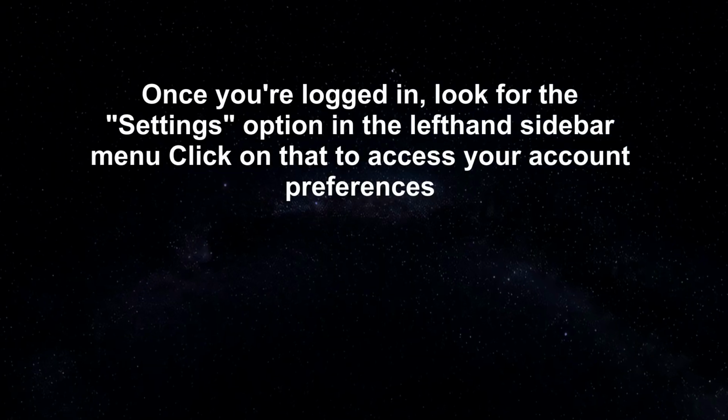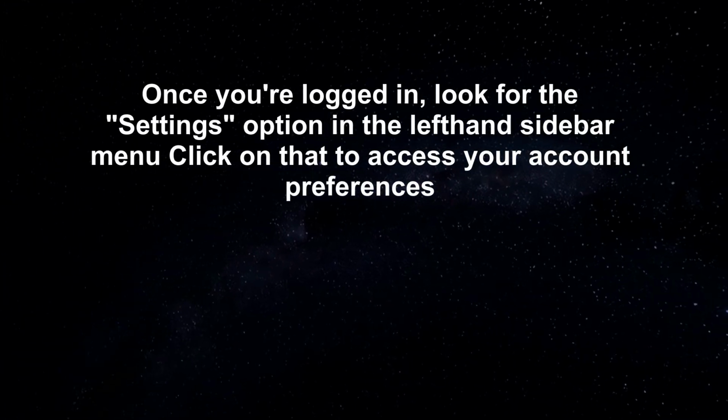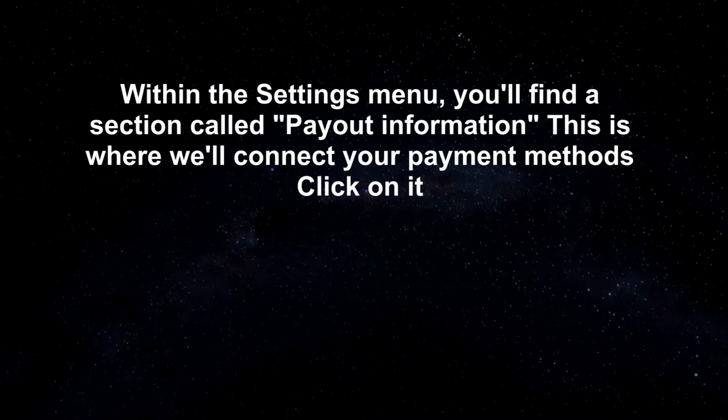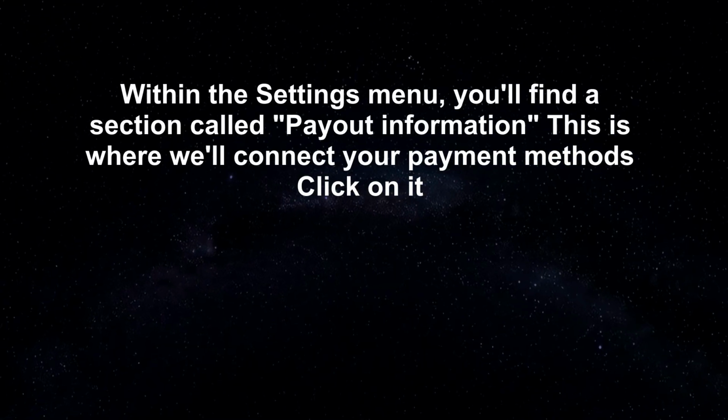Once you're logged in, look for the Settings option in the left-hand sidebar menu. Click on that to access your account preferences. Within the Settings menu, you'll find a section called Payout Information. This is where we'll connect your payment methods.